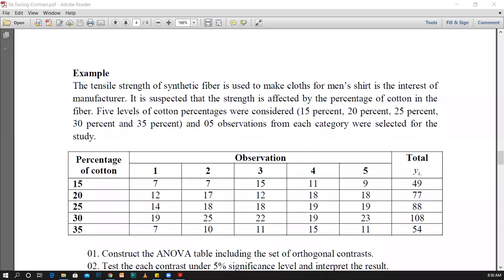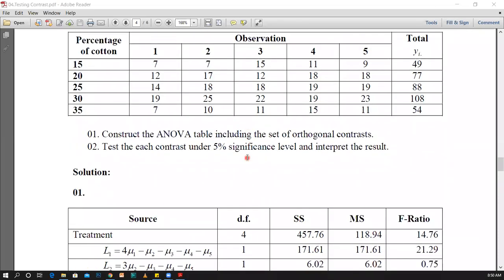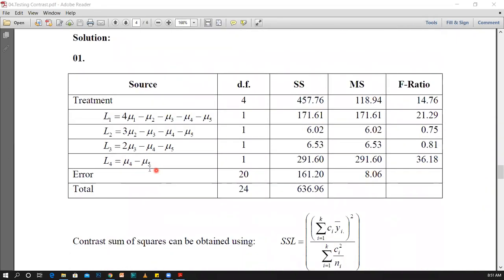If you go through the solution for this example, you can identify that this is a completely randomized design. It is because we have 5 treatments, and for each treatment we have 5 observations. Therefore, using the concept of completely randomized design, we can easily identify the values for these parts.